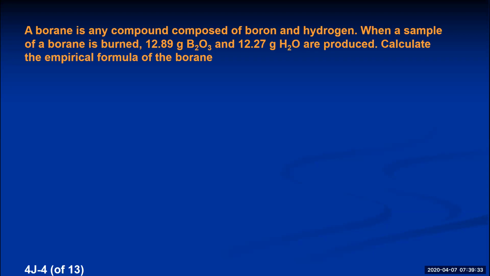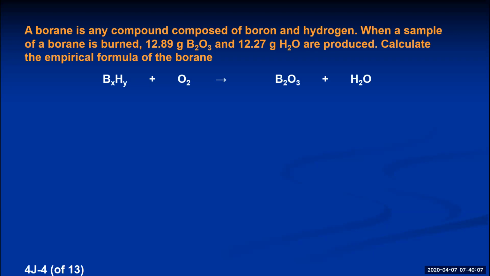So we have to think about what reaction is occurring and where these numbers come from. If you take a borane and you combust it or burn it, that means you react it with oxygen. So if I don't know the formula, I'll represent it as BxHy. In a combustion reaction, the oxygen forms compounds with both elements in your compound being burned. So you're going to form a compound between boron and oxygen, that must be the B2O3, and a compound between oxygen and hydrogen, that must be H2O.